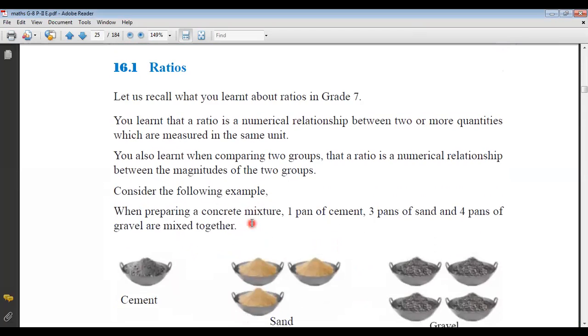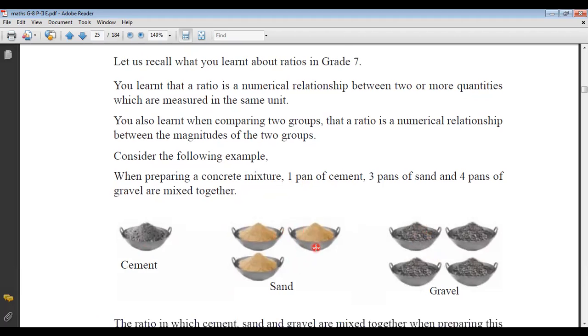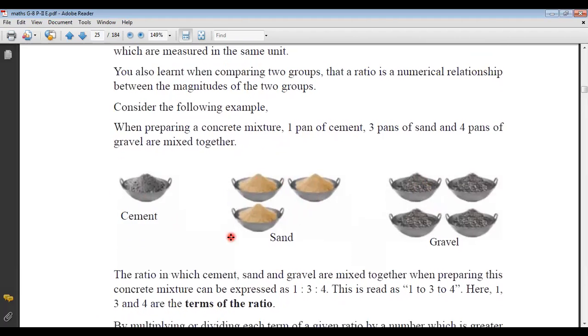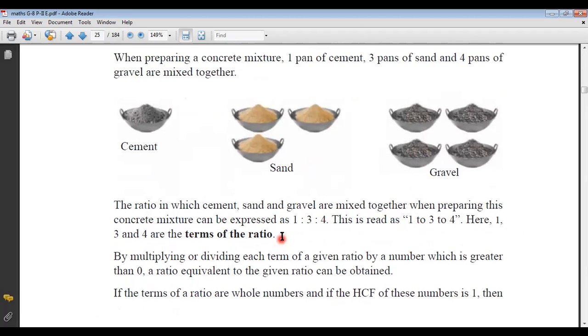Consider the following example. When preparing a concrete mixture, 1 pan of cement, 3 pans of sand, and 4 pans of gravel are mixed together. Then you can get the concrete mixture. The ratio in which cement, sand, and gravel are mixed together can be expressed as 1 is to 3 is to 4. This is read as 1 to 3 to 4. Here, 1, 3, and 4 are the terms of the ratio.